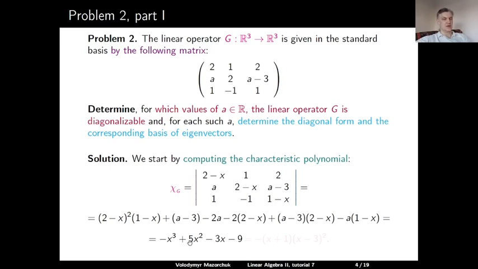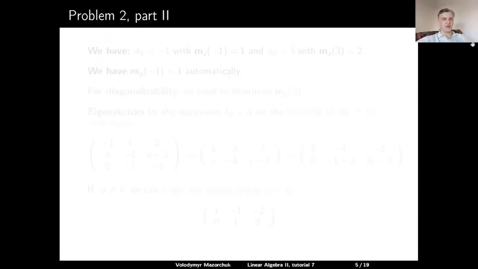So then we can divide by x plus 1 and see what we get as the quadratic equation and solve that quadratic equation, or simply check that also 3 is a root, and then when you take out x plus 1 and x minus 3, what remains is x minus 3. So this cubic polynomial is equal to minus x plus 1 times x minus 3 squared. So we have two different eigenvalues.